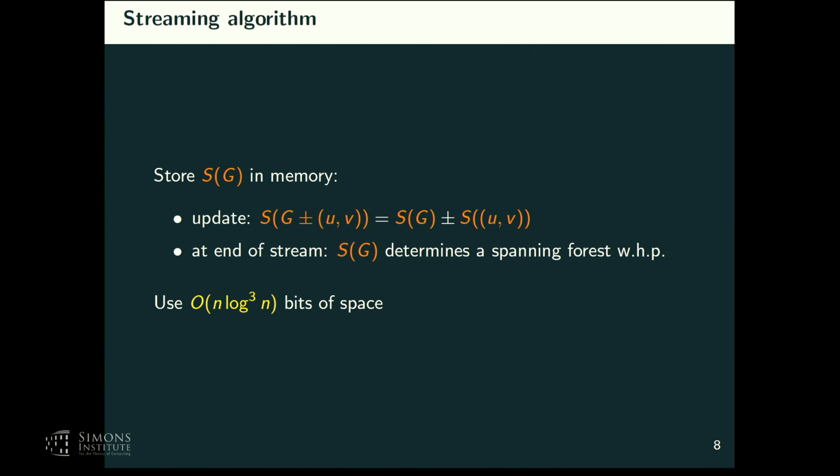So in order to solve the streaming problem, we just store S of G, this linear sketch, in memory, and for each update, because it's a linear sketch, we can just compute the sketch of this single edge and then add it to the sketch, or maybe subtract it from it. And at the end of the stream, by looking at the whole sketch, it determines a spanning forest with high probability. And as we argued before, it uses n times log n cubed bits of space.